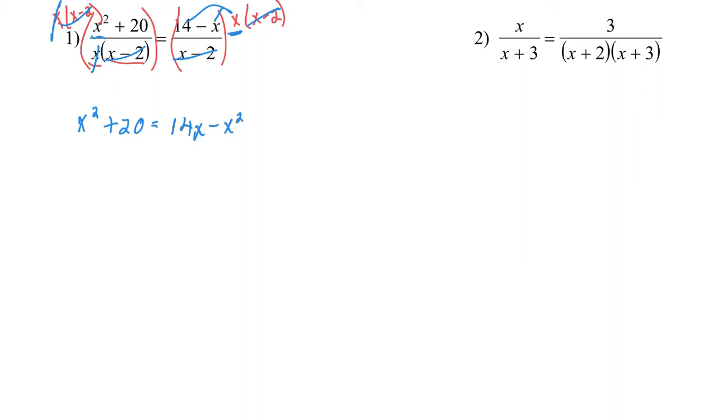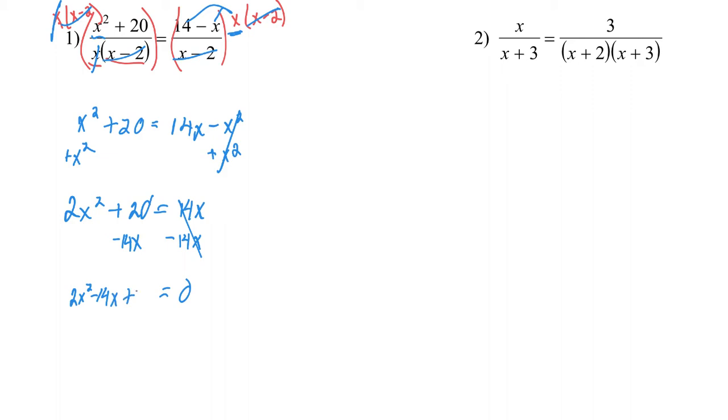So when we have an x squared, we want to get the x squares on the same side. I like to keep them positive, so I'm going to add x squared over here. And then I have 2x squared plus 20 equals 14x. Now, since the x squares did not cancel out, what I need to do is solve this quadratic. So I need to get it equal to 0. So I'm going to subtract that 14x. And that's going to make it equal 0. And that's going to give me 2x squared minus 14x plus 20.